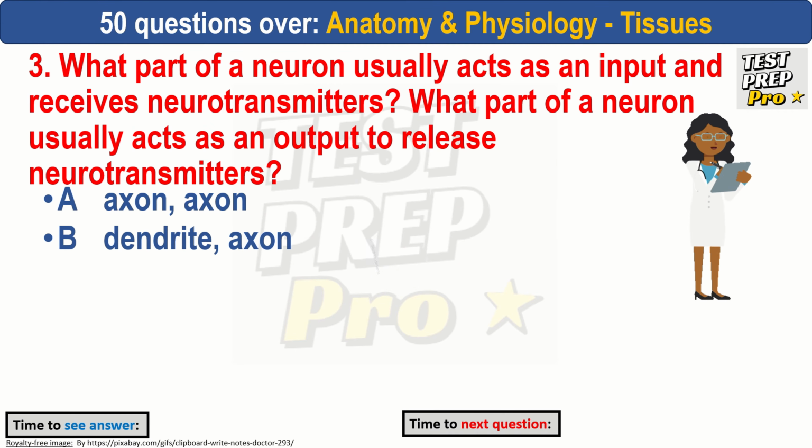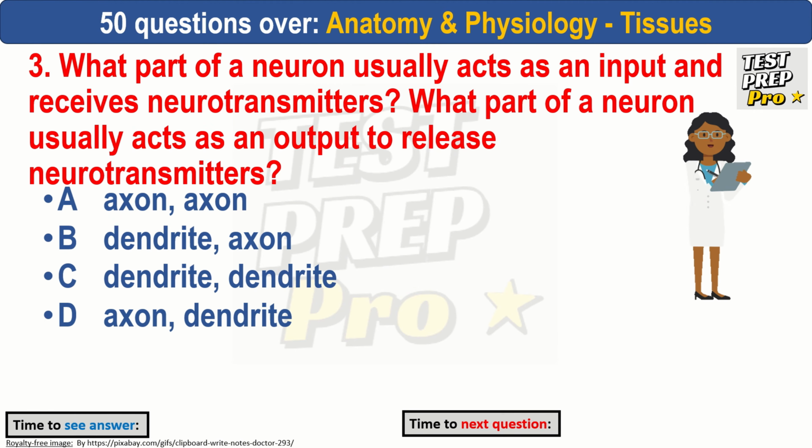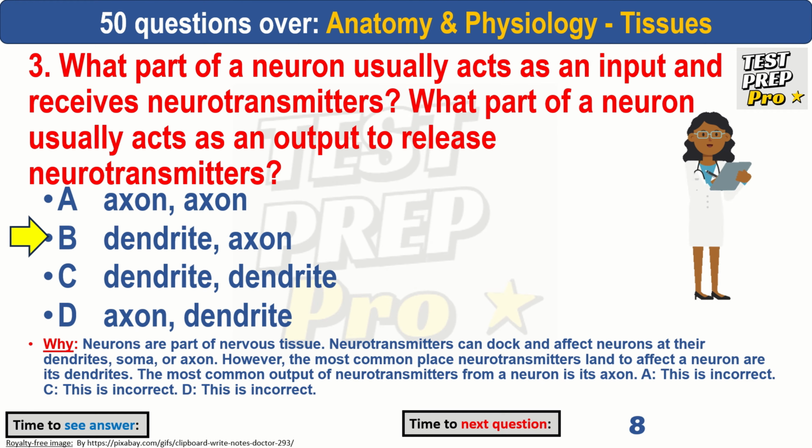What part of a neuron usually acts as an input and receives neurotransmitters? The second part of the question, what part of a neuron usually acts as an output to release neurotransmitters? Is it A, axon, axon, B, dendrite, axon, C, dendrite, dendrite, or D, axon, dendrite? The answer is dendrite, axon. Dendrites receive neurotransmitters, then the axon has action potentials, and when it makes it to the end, it's going to make it release a neurotransmitter.